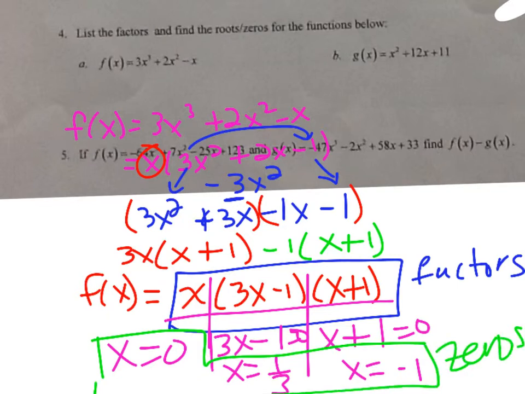So what it means is this, that f of negative 1 equals 0. When x is 1/3, my y is 0. When x is 0, my y is also equal to 0. All right, let's try b.